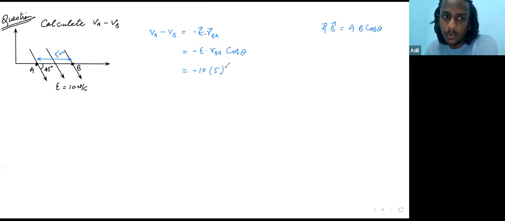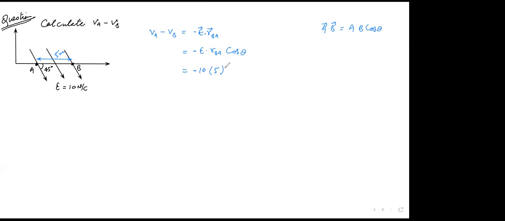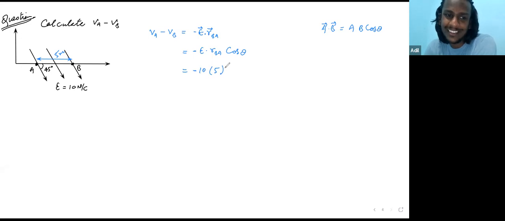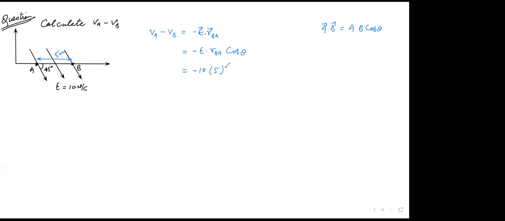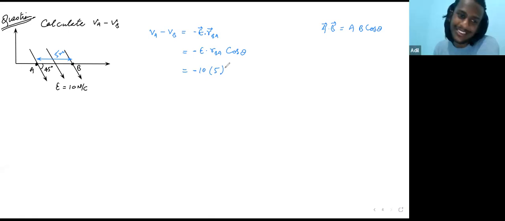Matthew, I am asking you. What is the cos theta? Cos 45. How can you take it as cos 45 directly? No. Remember that your angle is always measured anti-clockwise. Do you remember or not?